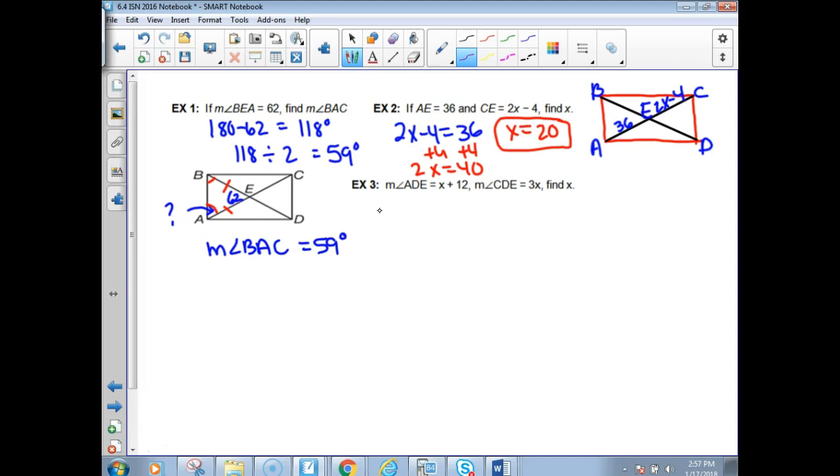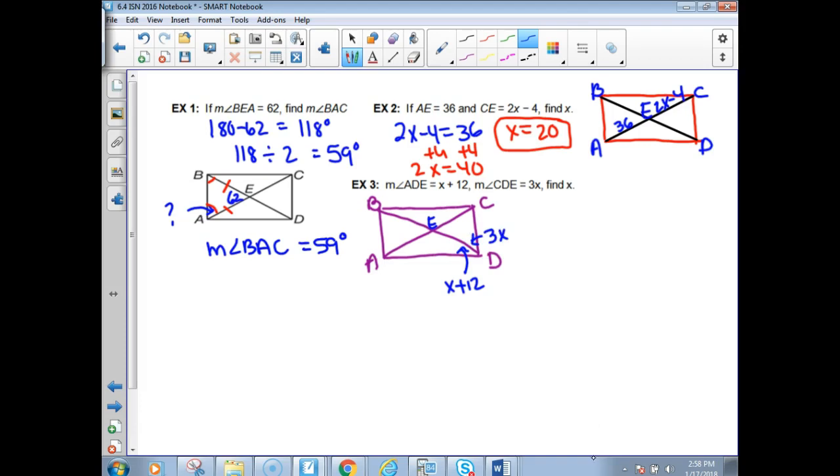Okay, and we may wish to draw another same diagram for example 3. I'm not going to be too picky about my drawing. I want to label it the same way. I only did that because we were using the same picture 3 times. There's an E in the middle, and it says the measure of angle DEC is x plus 12. That would be here. And the measure of angle CDE is 3x. That would be that angle right there.